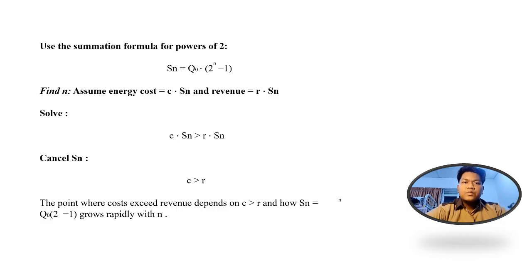Now we have to find n. Assume energy cost equals C multiplied by Sn and revenue equals R multiplied by Sn. Now we can solve. C multiplied by Sn bigger than R multiplied by Sn. From that equation, we cancel Sn. Now we got C bigger than R. The point where cost exceeds revenue depends on C bigger than R and how Sn equals Q0 multiplied by 2 to the power of n minus 1 grows rapidly with n.